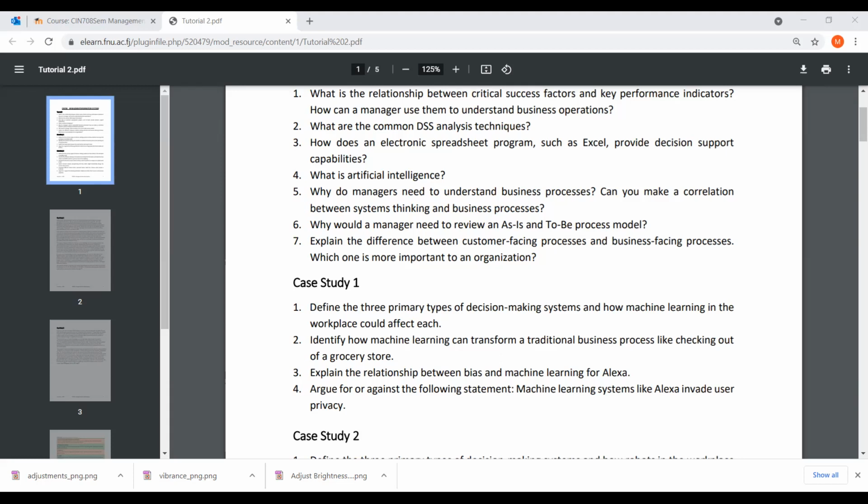The second primary type of decision-making system that we're looking at is managerial level. So please write down managerial level.